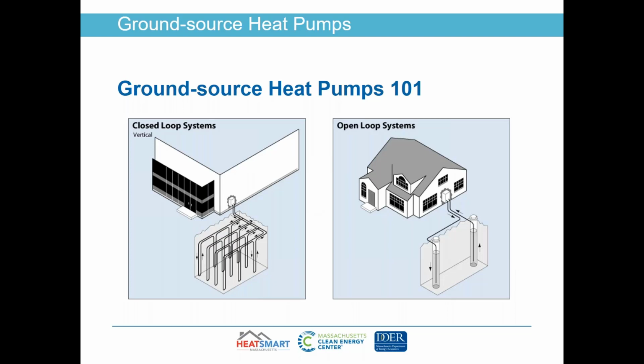Now, moving on to ground source heat pumps, there are two different basic types of systems: closed loop systems and open loop systems. Closed loop are more common. The typical configuration is what's called a vertically bored closed loop system. What that means is a specialized drill rig will be brought in to drill one or more boreholes 300 to 600 feet into the ground.